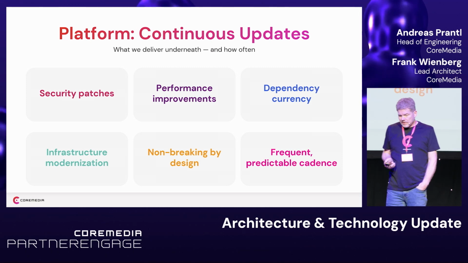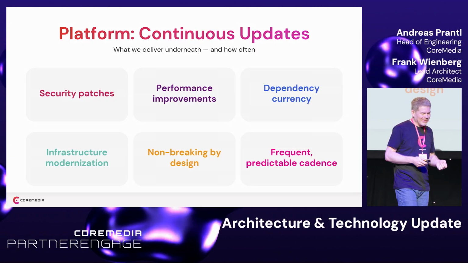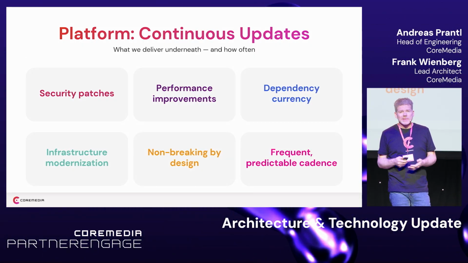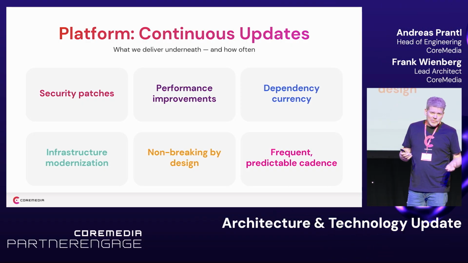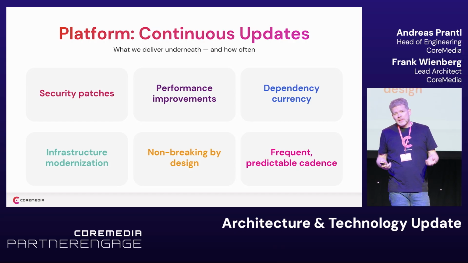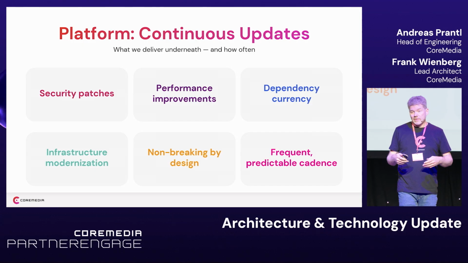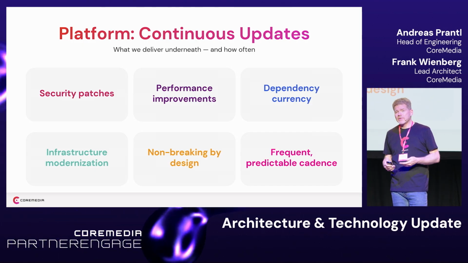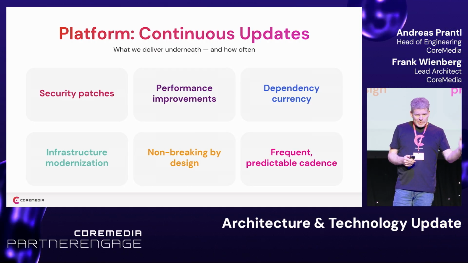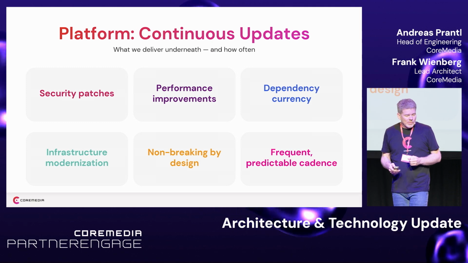So if we deliver features by plugins, what's the platform doing then? Of course, you still need the platform updates, but mainly for security reasons, for performance improvements like publication performance, which we are currently improving. We will update the third-party dependencies and modernize the infrastructure, like switch to a new Kubernetes version or to a new build tool. But all this is non-breaking by design so that the plugins continue to work. And the platform is released on a well-known cadence.